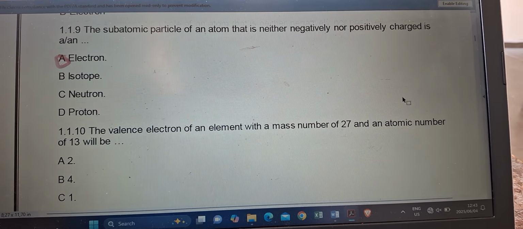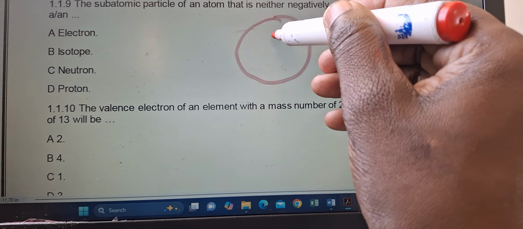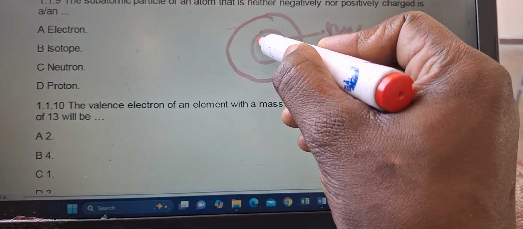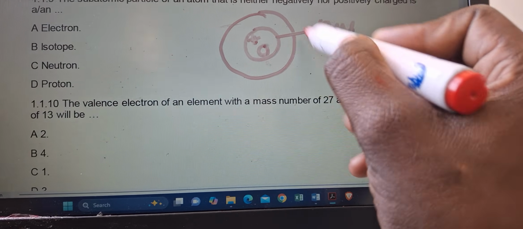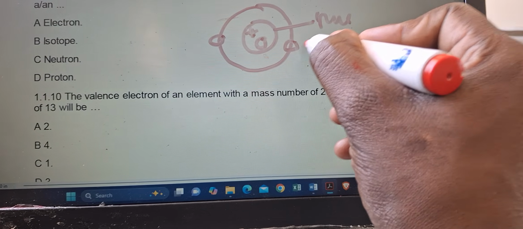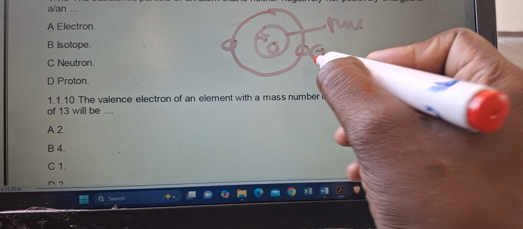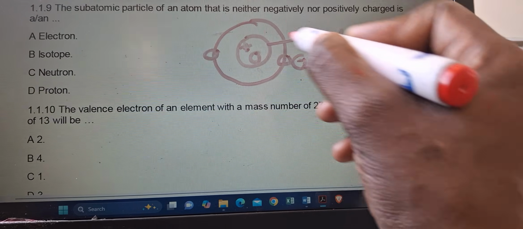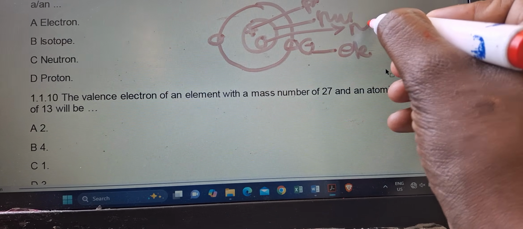Number 9, the subatomic particle. We know that an atom has subatomic particles. There are subatomic particles that are found in the nucleus. We have one that is positive, we have one that is uncharged. We have subatomic particles that are found outside the nucleus in the shell that are negatively charged. So the negatively charged subatomic particle of an atom is called what? An electron. The positively charged is called a proton, and the uncharged one is a neutron.